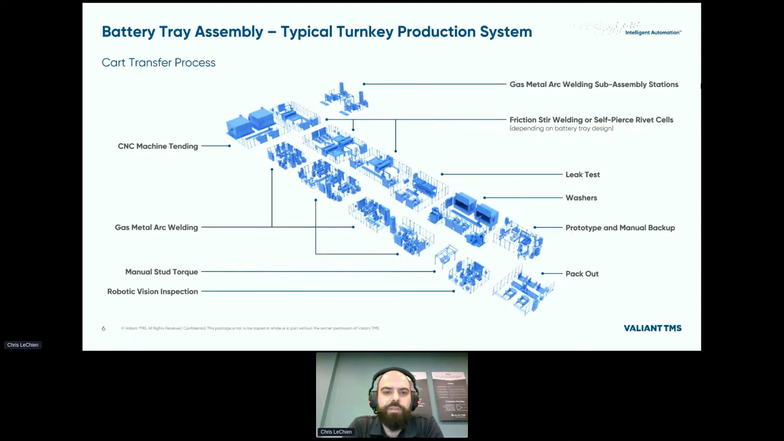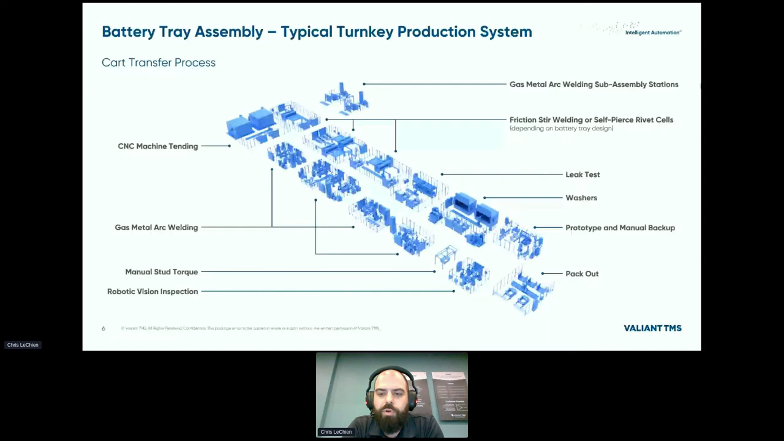Valiant has already delivered a number of production systems for battery trays. One of the challenges with these battery trays is the actual production volumes. Right now with EVs, we're still in low production volumes overall, so some of the traditional methods of manufacturing don't really make sense. The capital cost to put in fully automated lines similar to typical vehicle systems doesn't quite make sense. So what's been developed, and what seems to work best with the current volumes, is actually a cart transfer process.